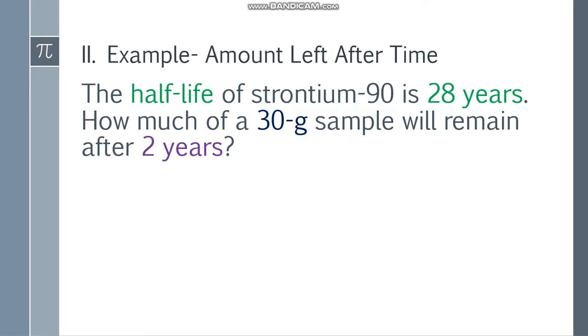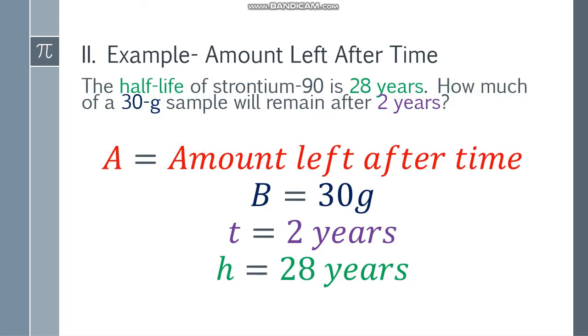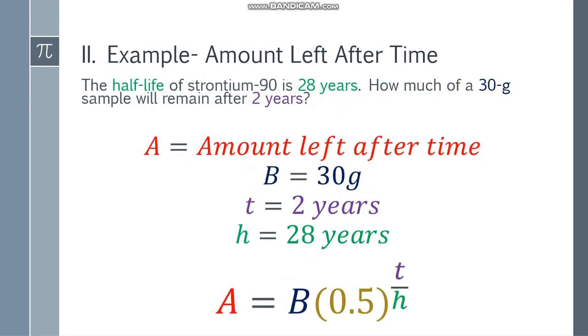So let's find out. Let's place the givens. A is equal to the amount left after time. B is equal to 30 grams. T will be 2 years and H will be 28 years. Let's place the formula. We have A is equal to B times 0.5 to the T over H. So this is the exponent.